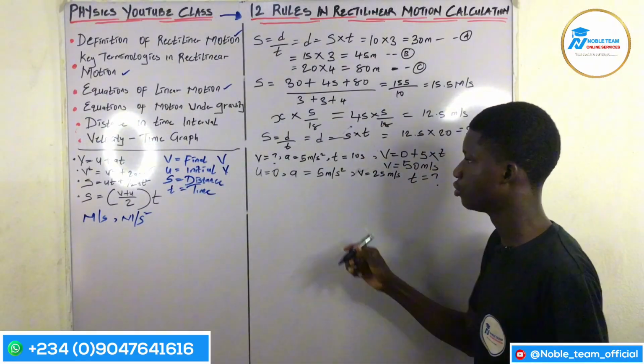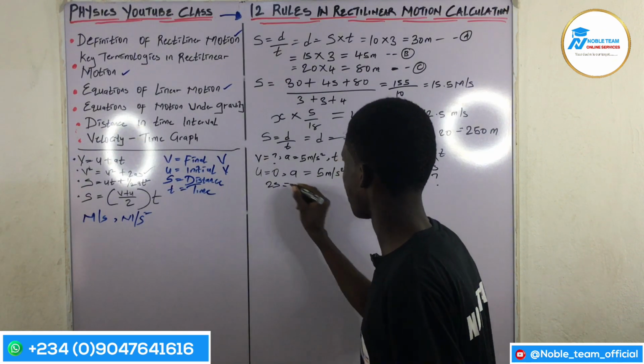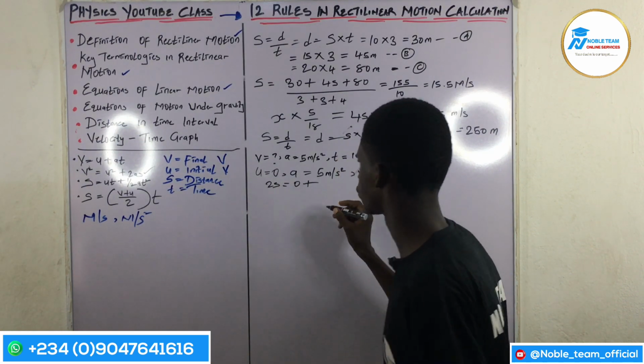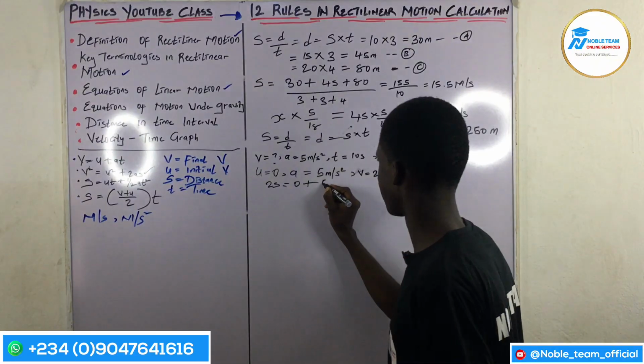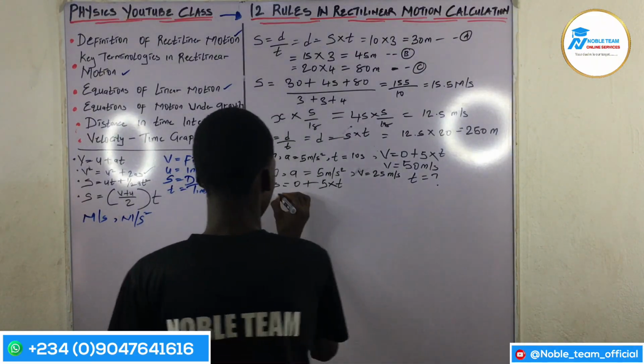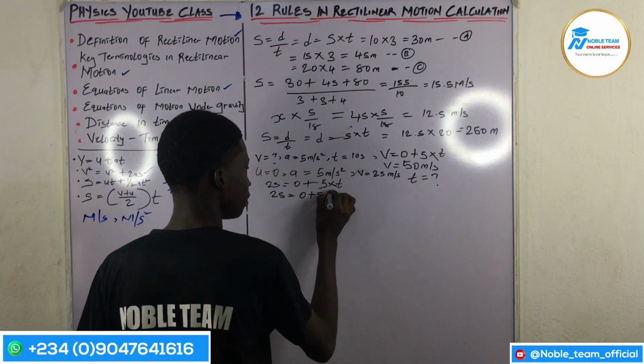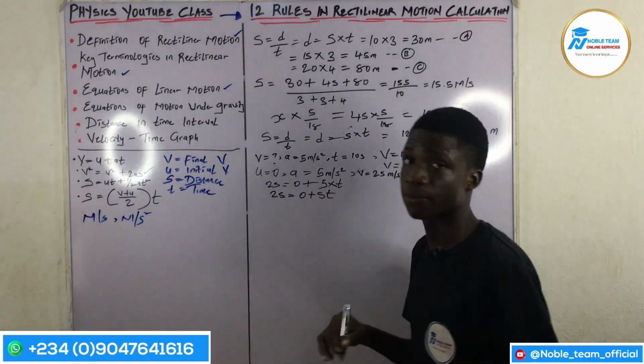Now what am I going to do? Our v is 25. Our u is what? 0. Plus our a is what? 5. 5 multiplied by what? t. Then I have 25 is equal to 0 plus 5t. Do you understand what I'm trying to do?